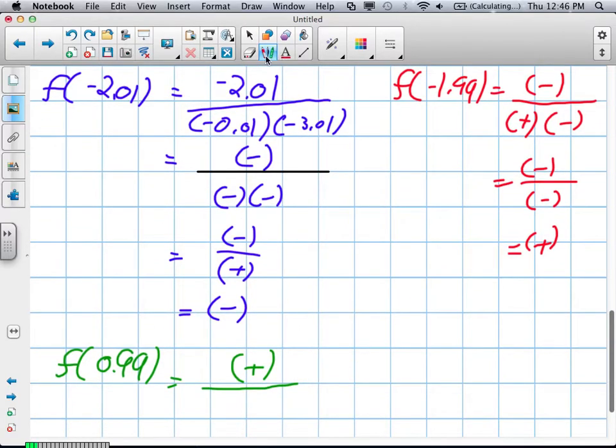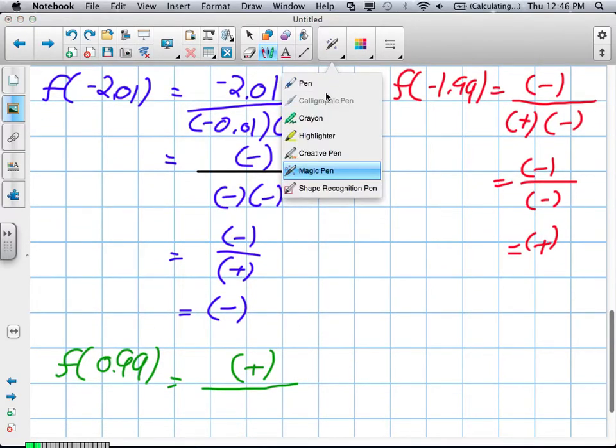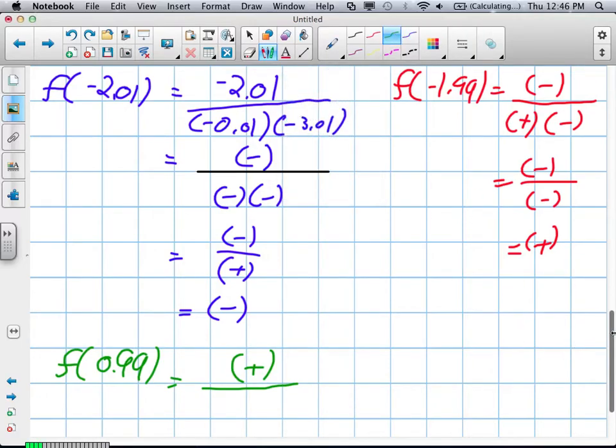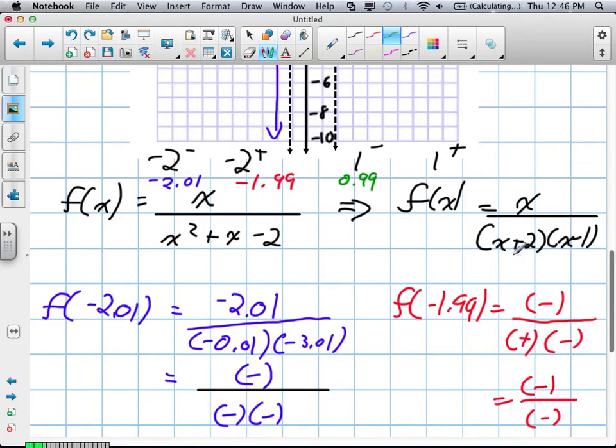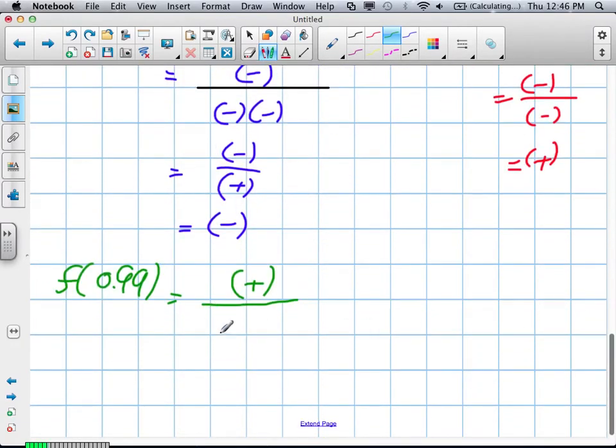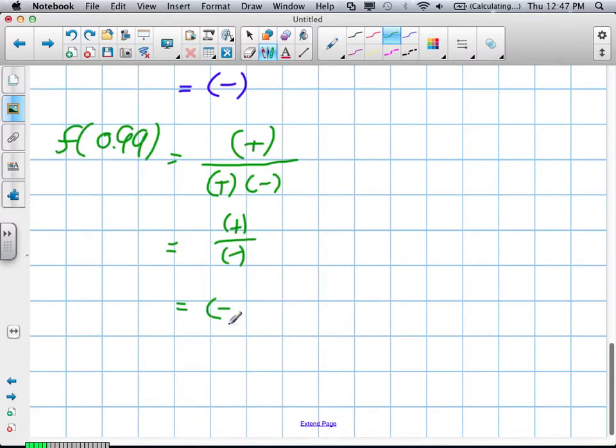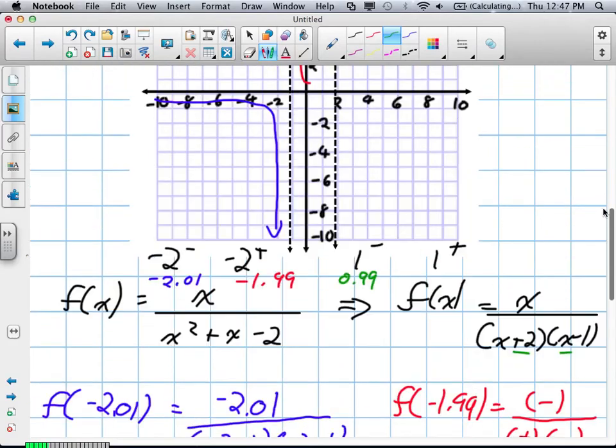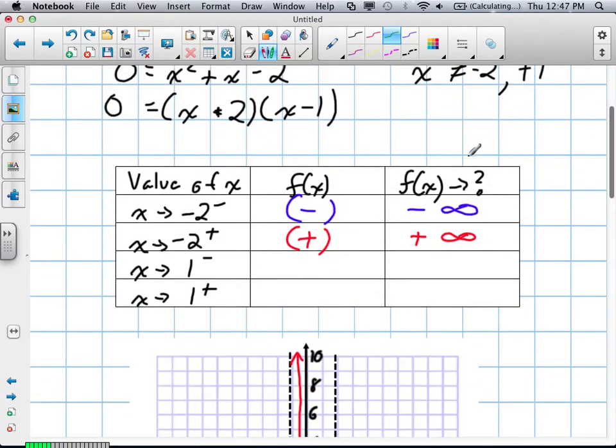Like we said, we're going to get a positive value here and a negative value here. So we're going to get a positive and a negative. Well, that's going to give us a positive divided by a negative, which gives us what? A negative value. So when coming at 1 from the left, our function is negative, which means we're approaching negative infinity.